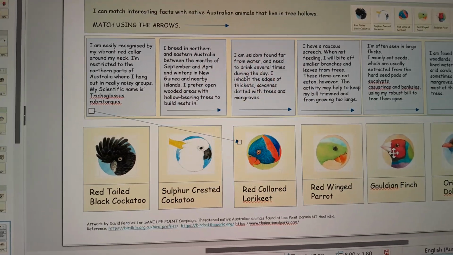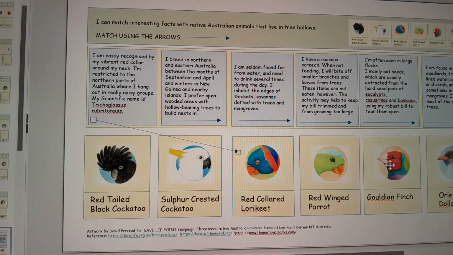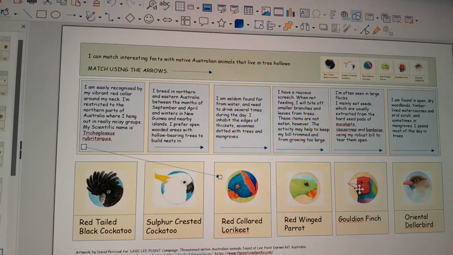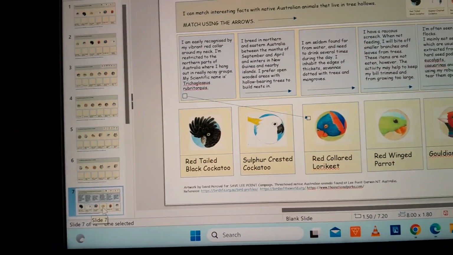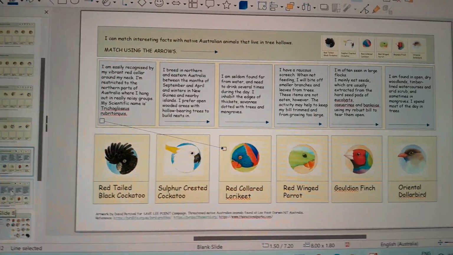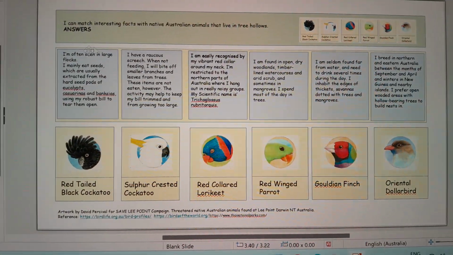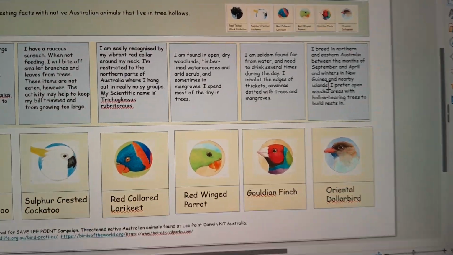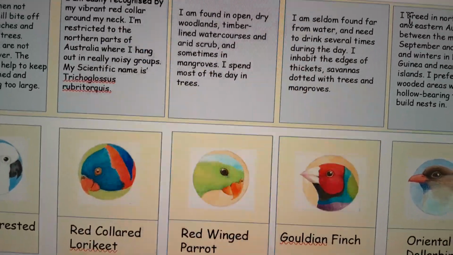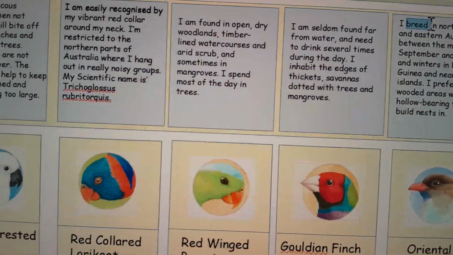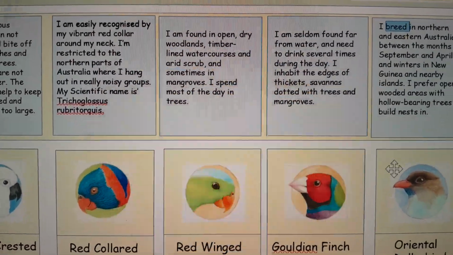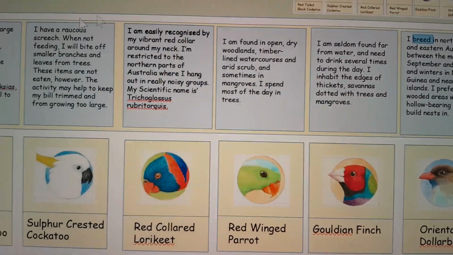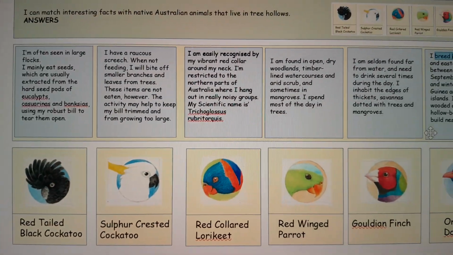And coincidentally, this design is based on my Montessori training, and the Montessori materials that I learnt about. Here we go. These are the answers, so you can match. And again, it's very good because children learn new vocabulary such as breed. You may like to highlight the special vocabulary and talk about it before doing this, so it's easier to understand.